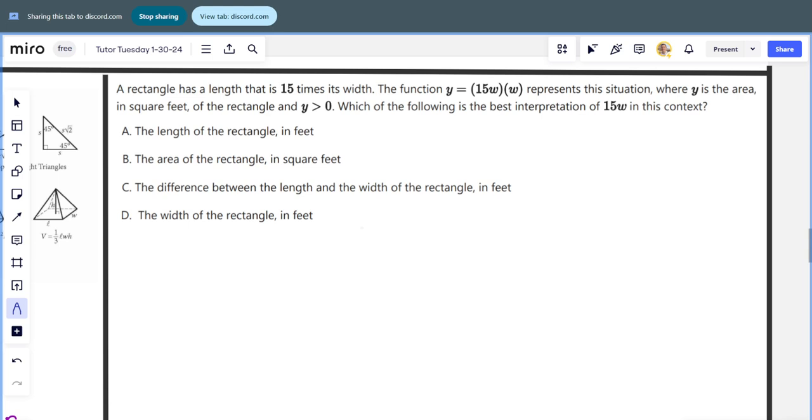What is 15 times w? They kind of already tell you in that first sentence, right? The length of the rectangle is 15 times its width. So if we have something like 15w, that's going to represent the length of the rectangle. That's going to be A.